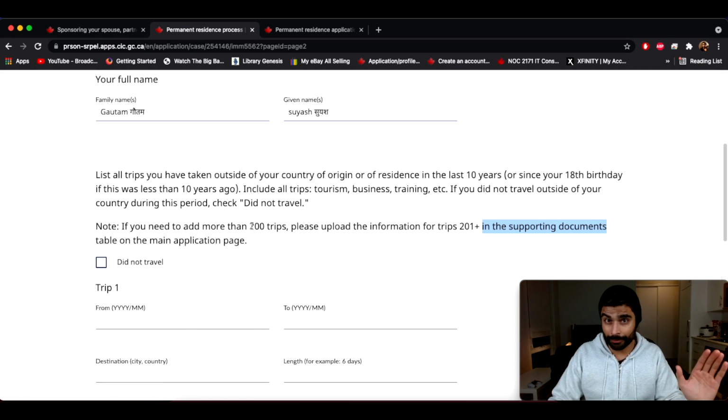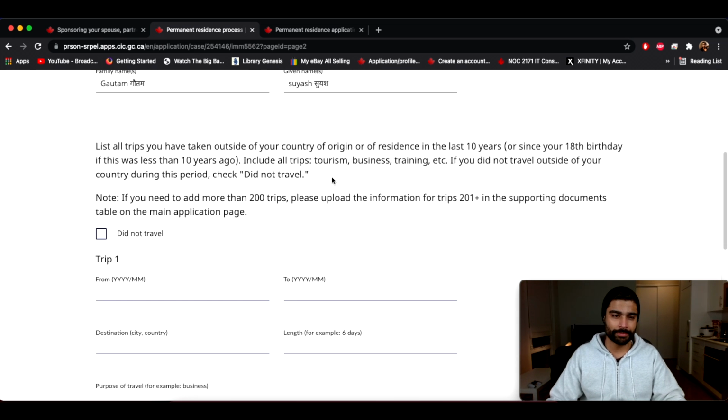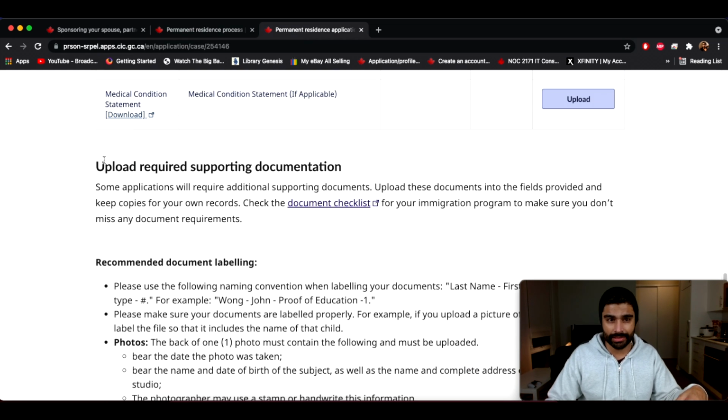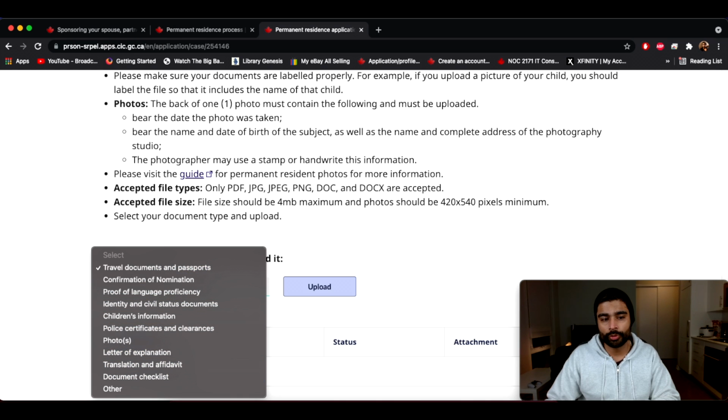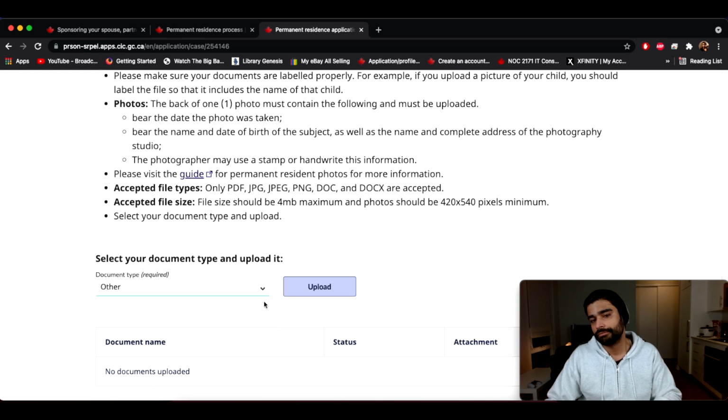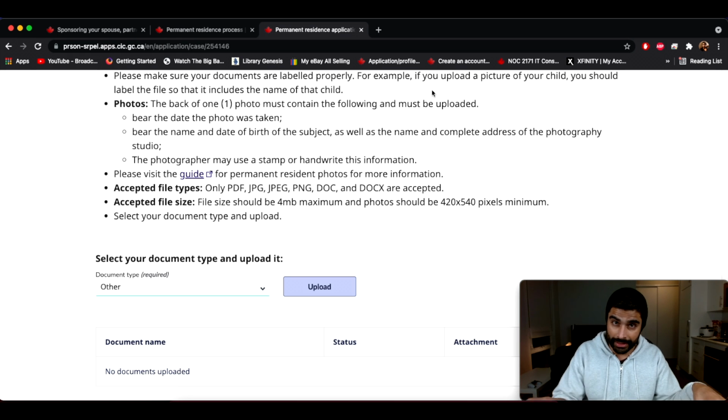So if your trips are more than 200, this form is not going to allow you to add more than 200 trips. So then what you're going to do is simply add all the rest of the trips beyond 200 in a Word document in the same format or in a tabular format and just upload it under the supporting documents table. So this is the supporting documents on your application page for the online portal. If you scroll down, you can upload this under other, okay? Just label that 201 plus trips or something with the right labeling instructions.